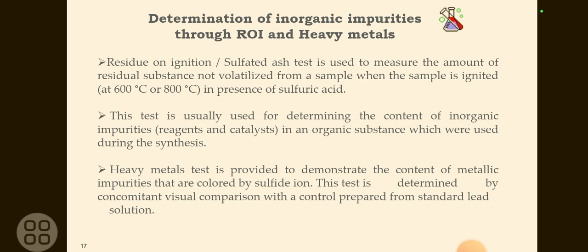In this technique, residue on ignition, we heat the compound at high temperatures like 600 to 800 degrees, so all the organic compound will evaporate. Only the inorganic salts remaining in the compound will be present, and that material we measure. To conduct this experiment, we use different vessels like platinum crucibles and silica crucibles, because these materials have high melting points. So they do not melt when you keep them in the muffle furnace along with the compound.